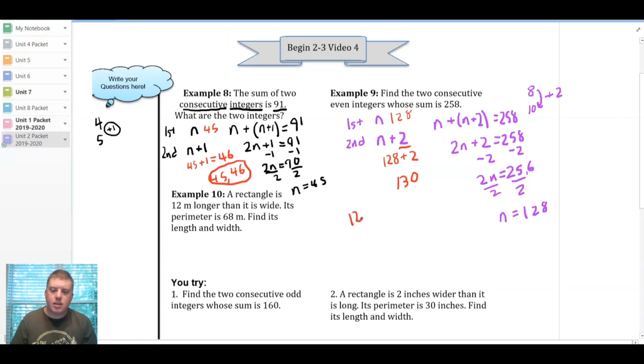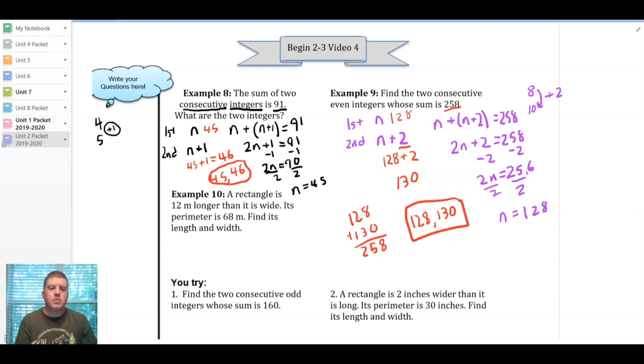So let's just double check that those did add up and that I did my division right. So if I add those together, that's going to give me 258, which is the sum we wanted. So our two consecutive even numbers are 128 and 130. Alright, so that wraps up the consecutive integer problems. Let's go ahead and look at a geometry problem.